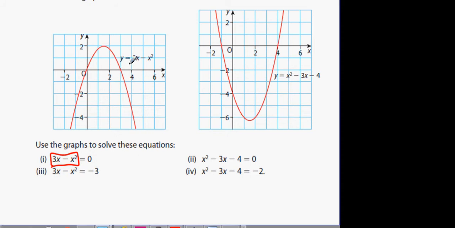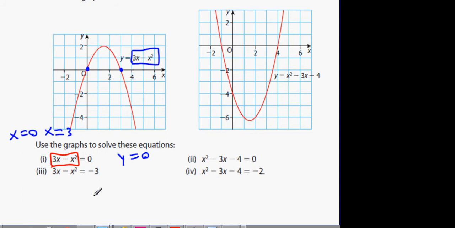But it's the same thing as y, isn't it? Because y is 3x minus x squared. So this question in fact becomes y equals 0. Where is y equal to 0? Can anybody tell me? 0 and 3. X equals 0, x equals 3.